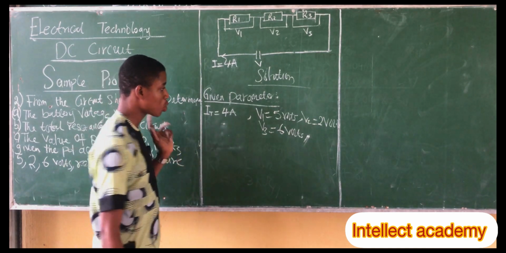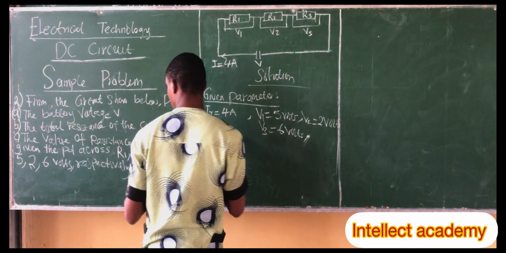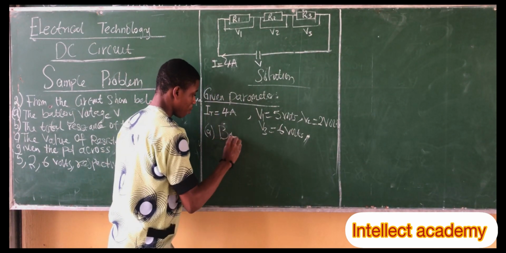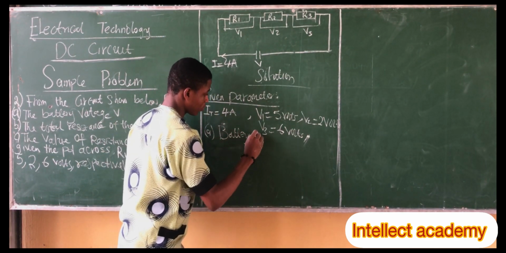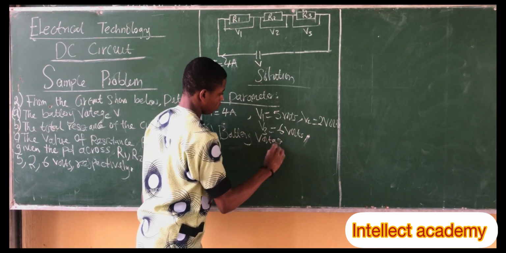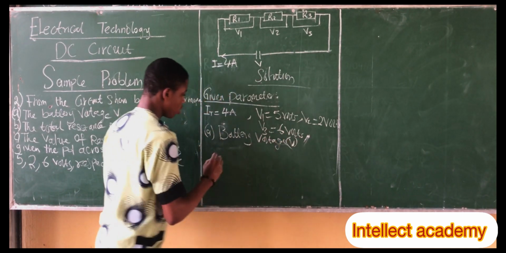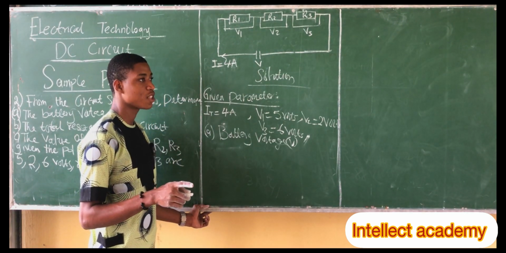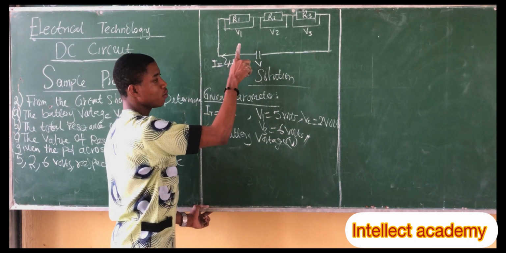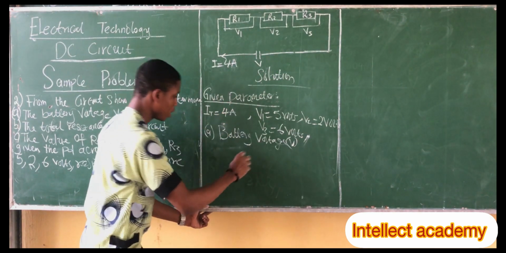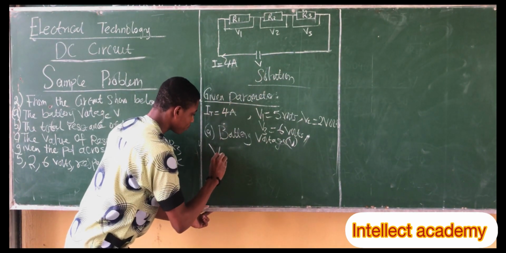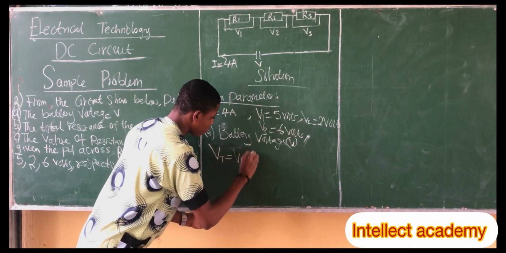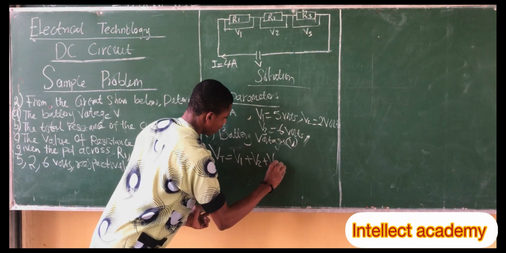So the first thing they say we should calculate is the battery voltage, which is given by V. Take note, the battery voltage in this case is the sum of the voltage across the individual resistances. So we know that V is equal to V1 plus V2 plus V3.